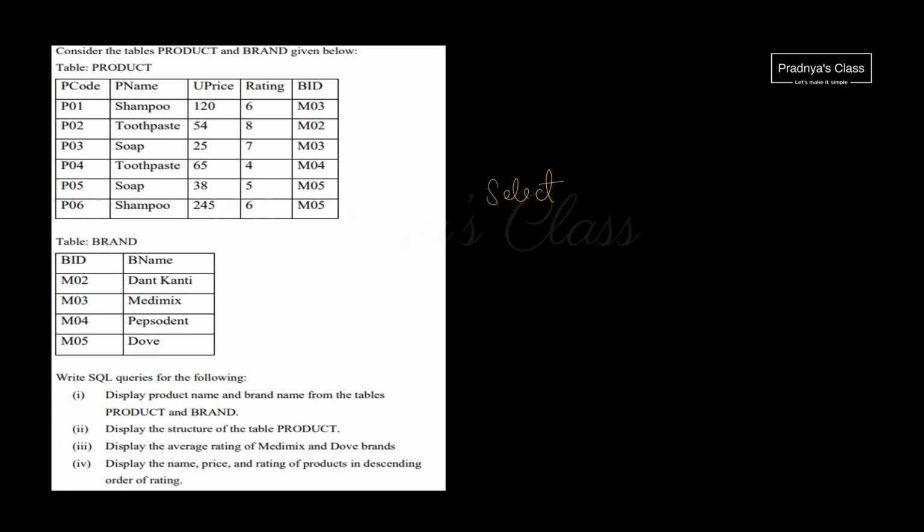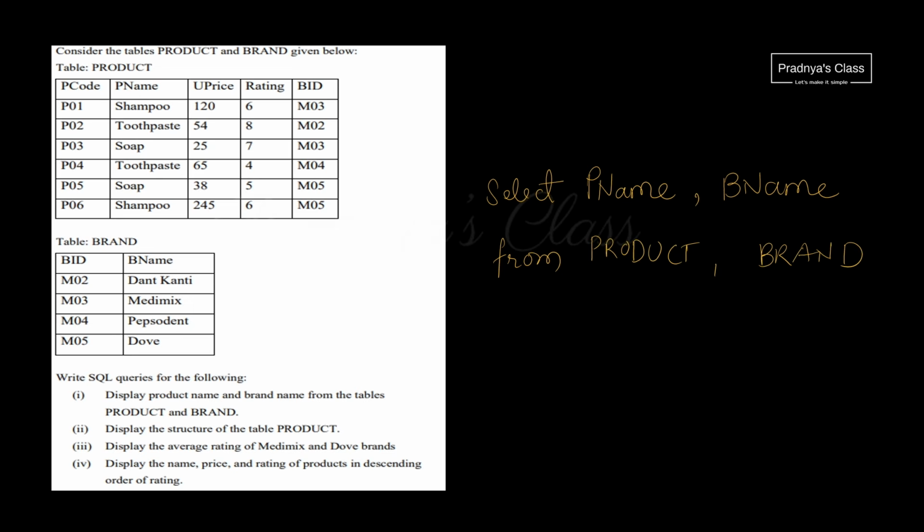Select. The first column we need to display is product name, so the name of the field is P name. The second column we need to print is brand. The name of the field in the table is B name, followed by the name of the tables. The first name of the table is product. The second name of the table is brand. If you want to rename the table, you can give it here. I am giving P for product and B for brand.